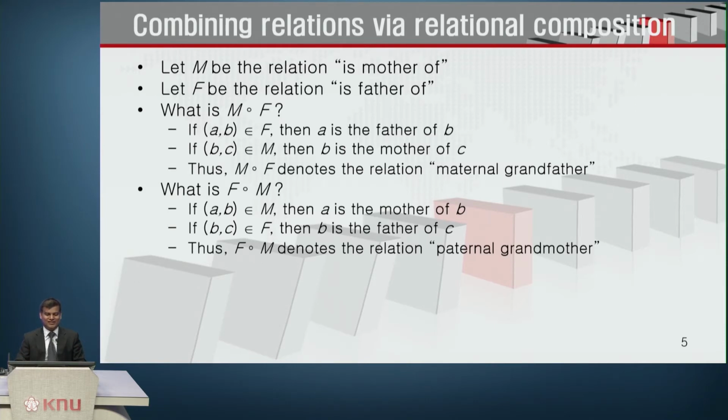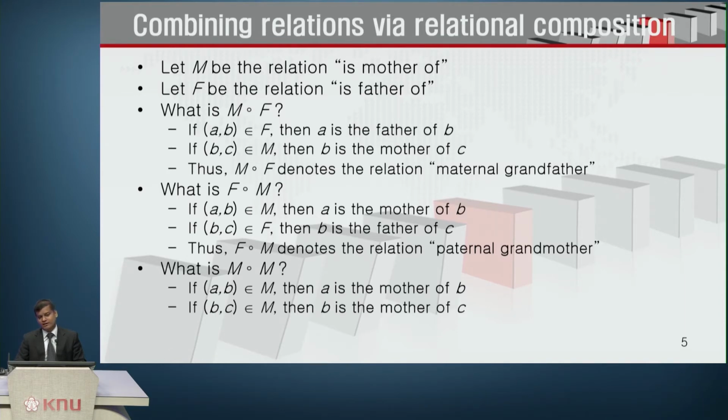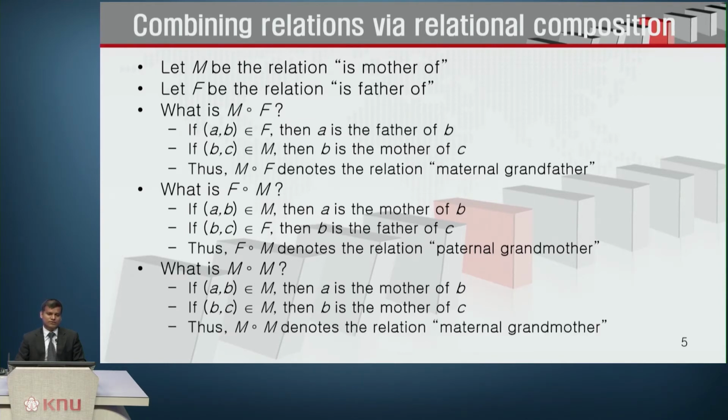Here you can see it's actually the genealogical relations that have been given. What is M composition of M? If (a, b) is an element of M, then a is the mother of b. Then again, if (b, c) is in M, then b is the mother of c. So M composition of M denotes the relation maternal grandmother, your mother's mother. And you can think of M and F as not transitive relations. You can also look at what happens if you perform the operation F composition of F.